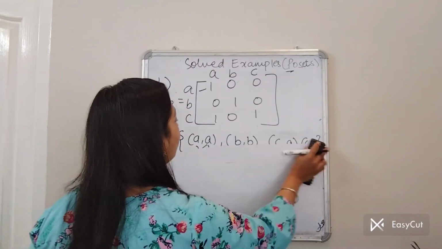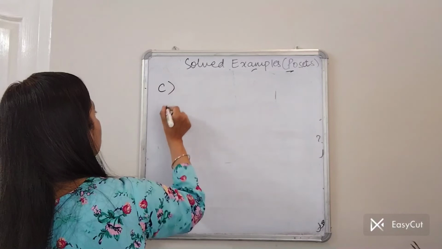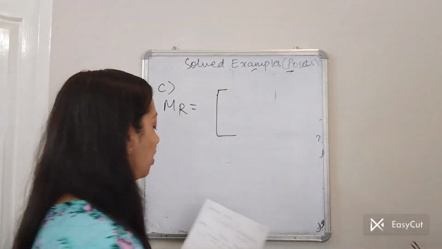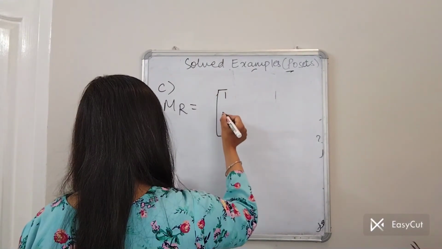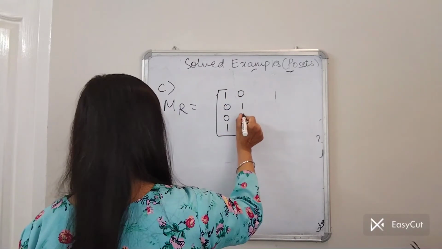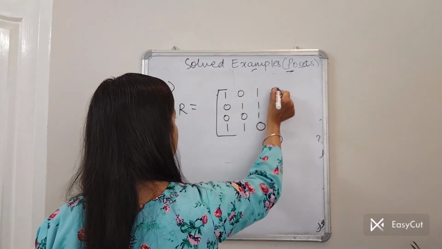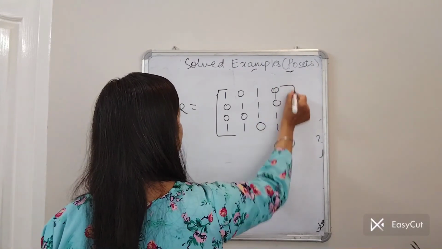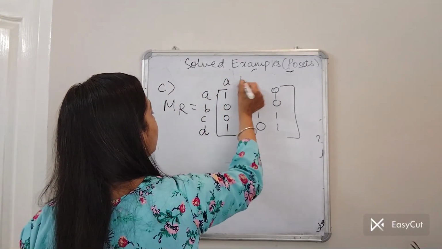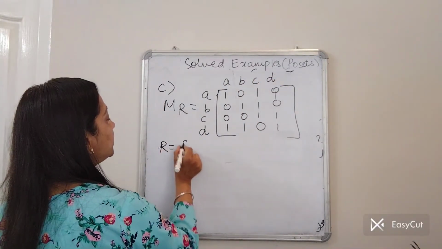Okay, now let's look at one last problem of this type. One more matrix. Again, I give this matrix the name MR, which represents the matrix for relation R, and the elements are like this: 1 0 0 1 0 1 0 1 1 1 1 0 and 0 0 1 1. The elements would be A, B, C, D in the rows and in the columns, since this relation is on the same set.